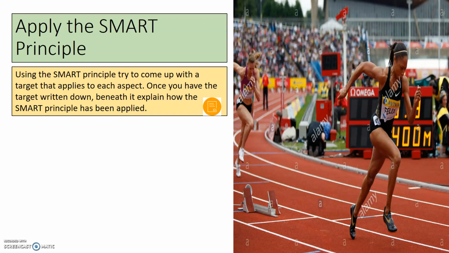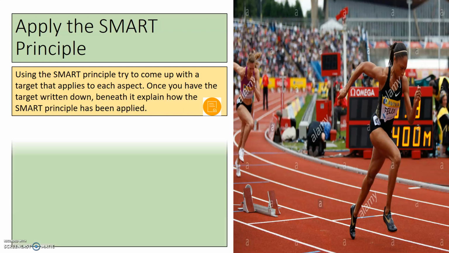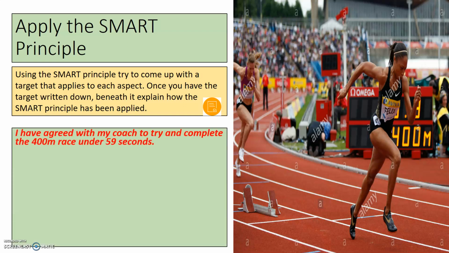So how is it specific? How is it measurable? How is it accepted? How is it realistic? And how is it time-bound? Okay, so you may have come up with some sort of target similar to this. It says, I have agreed with my coach to try and complete the 400-meter race under 59 seconds. Okay, so that is the target that you have written down for this specific athlete.